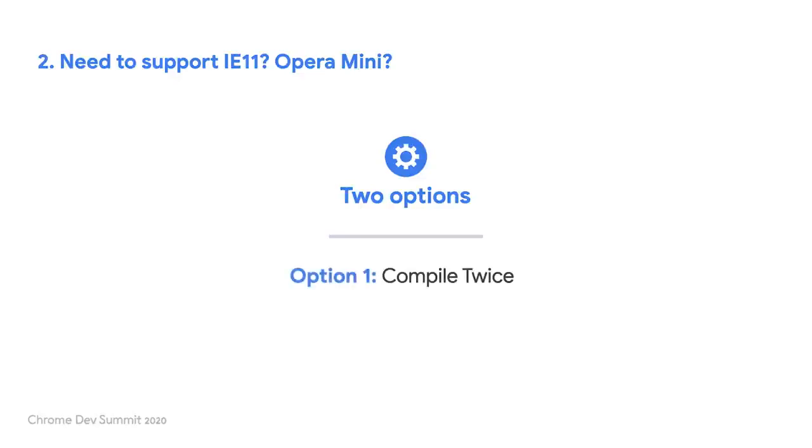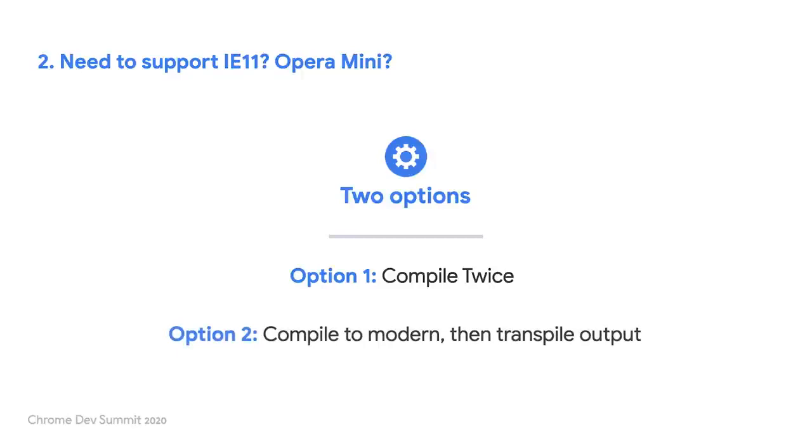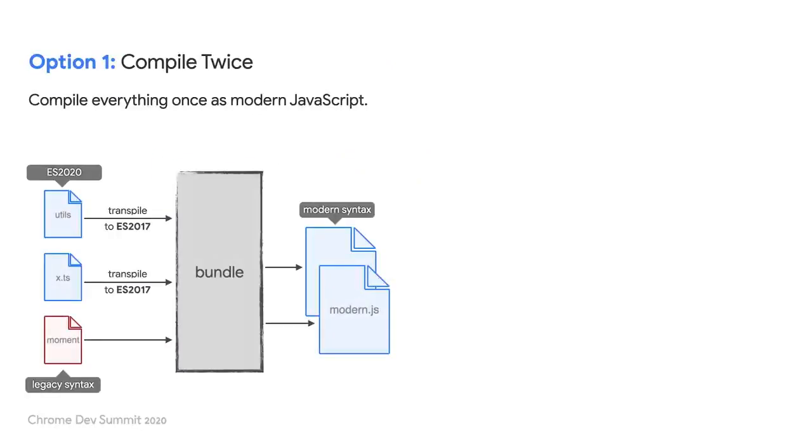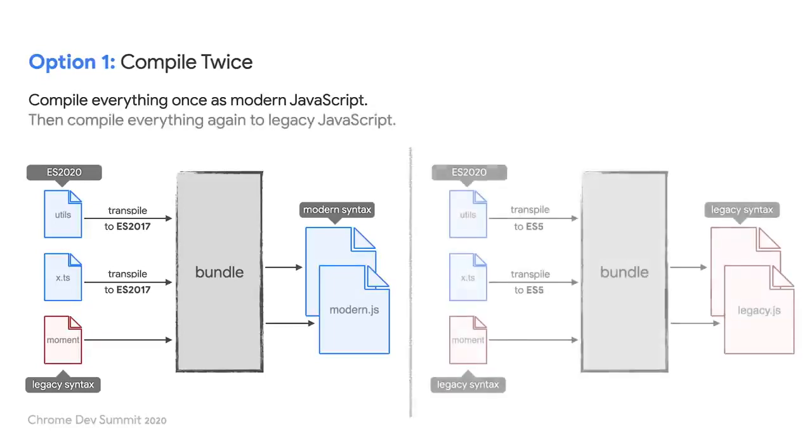There are 2 ways to generate these 2 sets of JavaScript files. The first is to compile your application twice, and the second is to compile your application for modern and then transpile the output. With the first technique, we run a build of the application as if we were only going to support modern browsers. Each source module gets transpiled to ES 2017 by something like Babel or TypeScript, then code is bundled. Then we run a second full build of the application, but this time with the transpiler configured to convert modules to ES5 and add polyfills. The result is independent sets of JavaScript bundles that we can load modern and legacy browsers.